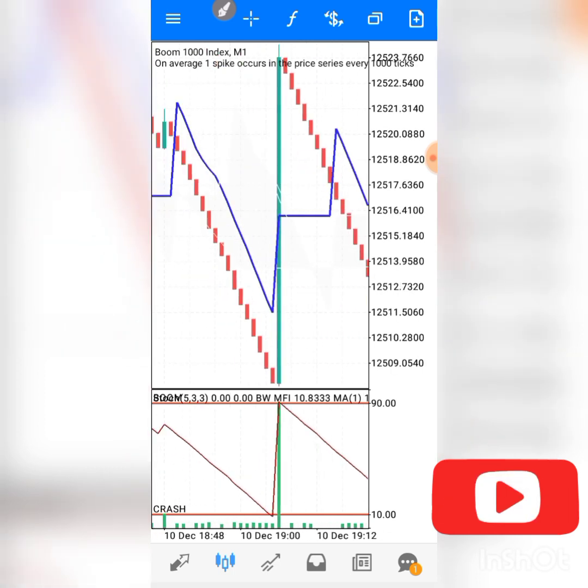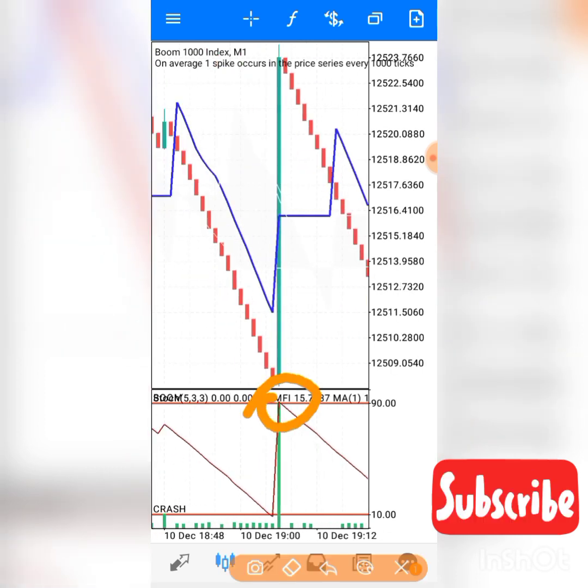Let's move to perfect examples. Yes, like this. You see, you put in the trade here, you take your 4 candlesticks, you leave the market. Please don't be greedy.